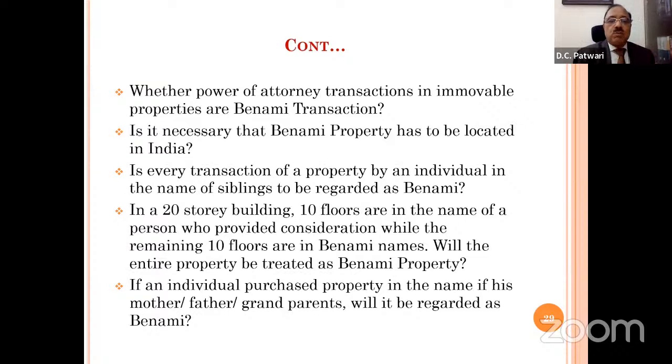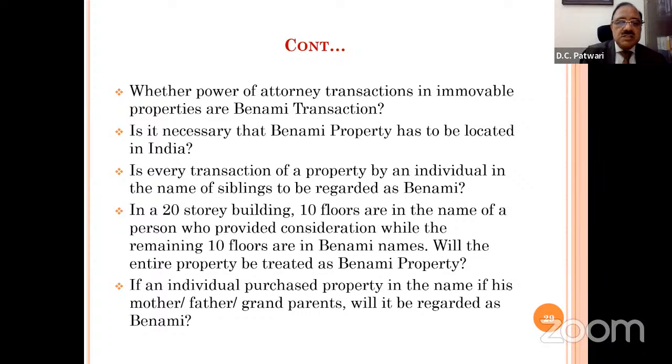Next, whether power of attorney transactions in immovable properties are Benami transactions. Normally, power of attorney transactions can be treated as such, but if it is part of section 53A of the Transfer of Property Act, that is as per the doctrine of part performance, in which 4 things are done. First is possession given, consideration paid, stamp duty paid, and registration done. If these 4 things are done, then even if the property title is still standing in the name of the seller, it will not be treated as Benami transaction.